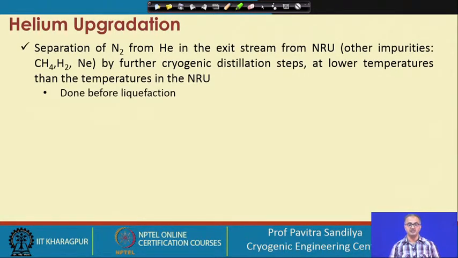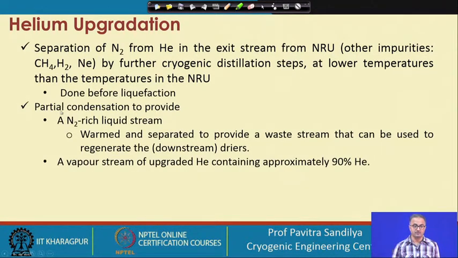First we come to helium upgradation. In this, we want to separate the nitrogen from the exit gas stream of the nitrogen rejection unit. Other impurities in the exit gas stream are methane, hydrogen, neon, etc. For this, we further cool it down to cryogenic temperatures, lower than the temperature used in the NRU, and this is done before the liquefaction of the helium.